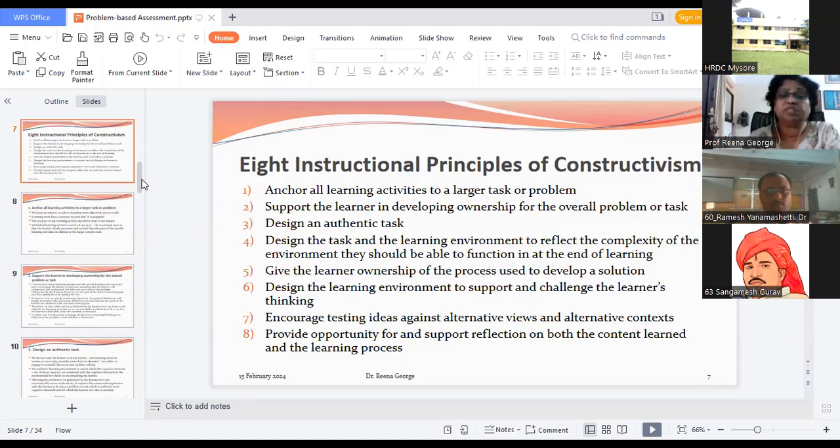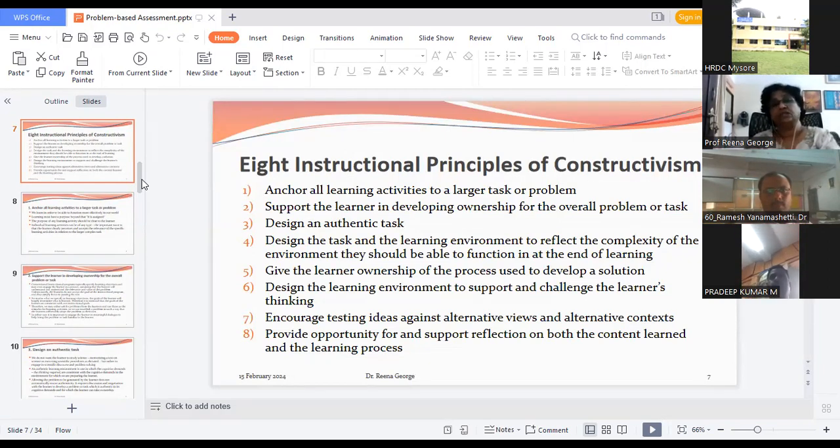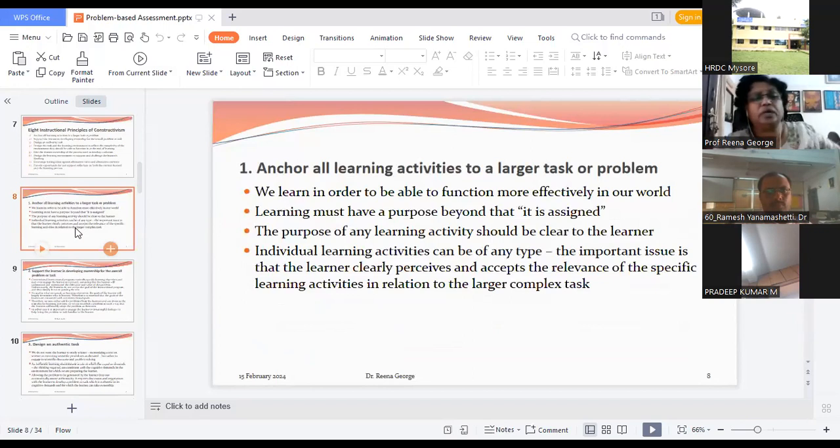Give the learner ownership of the process used to develop a solution. Design the learning environment to support and challenge the learner's thinking. Encourage testing ideas, alternative views, and alternative contexts. Provide opportunity for and support reflection on both the content learned and the learning process. So these are the 8 instructional principles of constructivism. When we switch over to the constructivist philosophy of teaching, we have to stick to these principles. I'll just brief each one in detail.